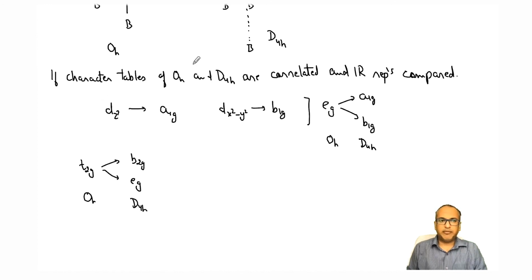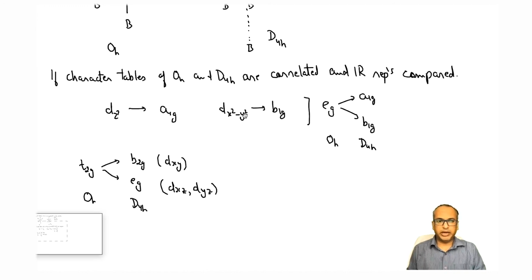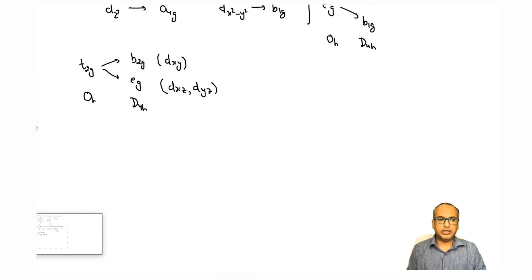I have not drawn the complete correlation table, because I expect that you know how to draw all these correlation tables by now from the descent in symmetry chapter. Okay, so if I look at the basis for B2g, it is actually dxy, and for Eg it is dxz and dyz. So this is how the symmetry will break when you go under tetragonal elongation or compression.